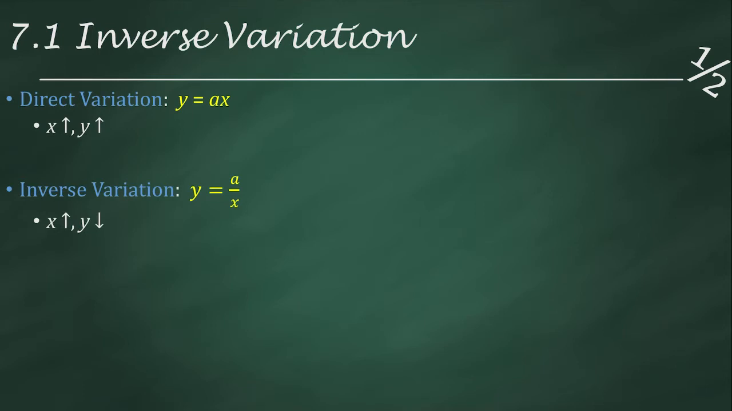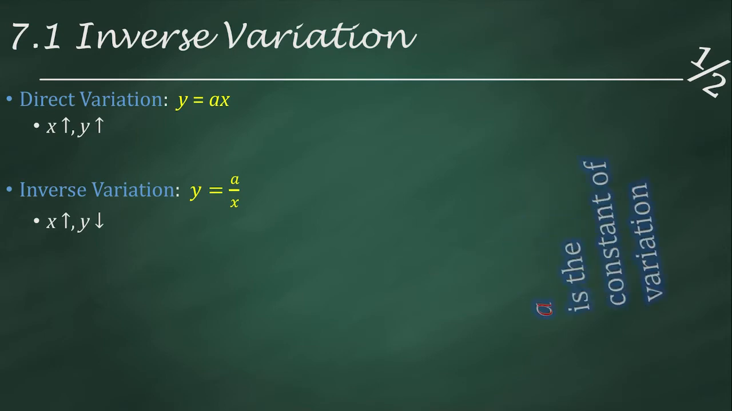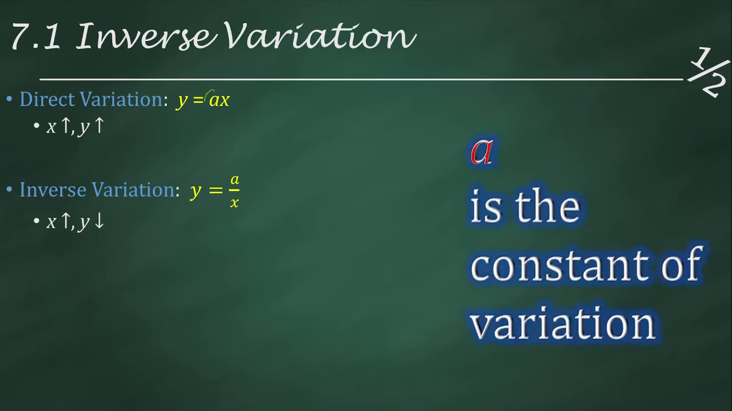Inverse variation is the equation y equals a divided by x, and it goes the opposite way. When x gets bigger, y gets smaller. And when x gets smaller, y gets bigger. So the x and the y go in opposite directions. In both cases, a is the constant of variation, meaning within the same problem, a is the same and doesn't change.